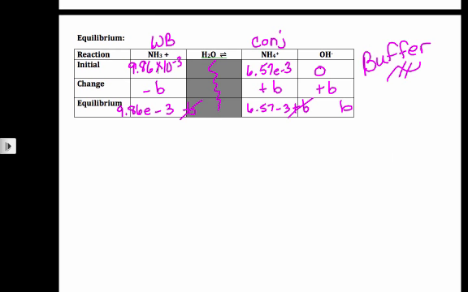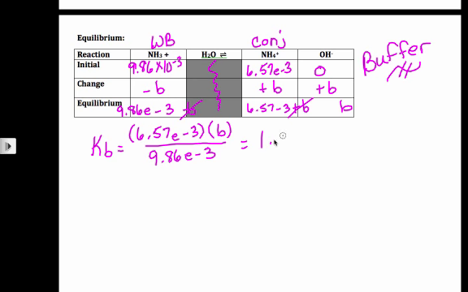Buffer solutions resist change in pH with the addition of a little bit of acid or a little bit of base. Now, you saw the KB earlier. I'm not going to set it up. It's exactly what we had in the earlier problem. And we have 9.86 times 10 to the minus 3. And remember, KB for this is 1.8 times 10 to the minus 5th. Now, this time when we solve for B, we get 2.7 times 10 to the minus 5th.